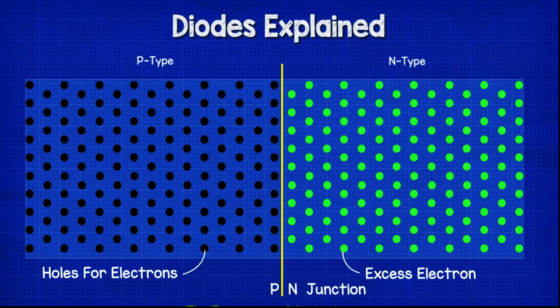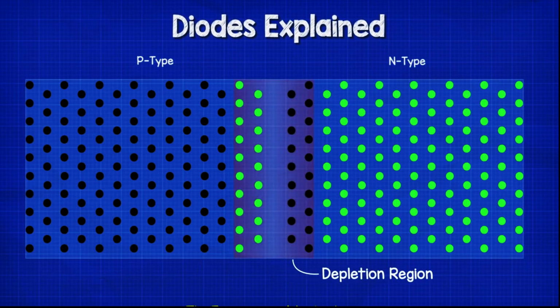The 2 materials join to form a p-n junction. At this junction, we get what's known as a depletion region. In this region, some of the excess electrons from the n-type side will move over to occupy the holes in the p-type side. This migration will form a barrier with a buildup of electrons and holes on opposite sides.